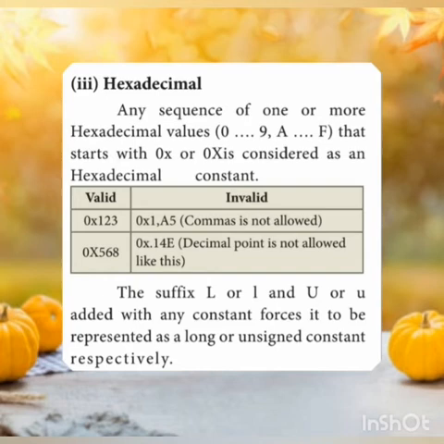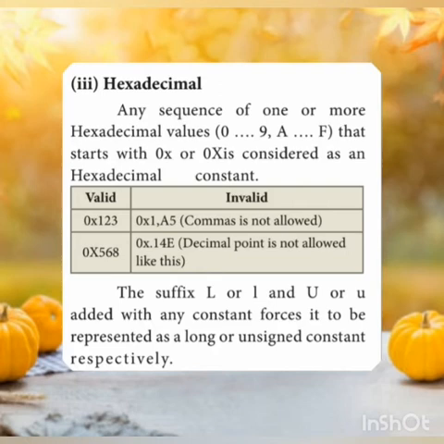Hexadecimal means it is a sequence of one or more hexadecimal values. What are the hexadecimal values? 0 to 9 and A to F. Totally we have 16 symbols: 0 to 9, and 10 to 15 are represented as A to F. Already we have studied this, right? Do you remember that? While representing a hexadecimal number, it should start with 0x or 0 capital X. So, whether lowercase x or capital X, it is considered as a hexadecimal constant.